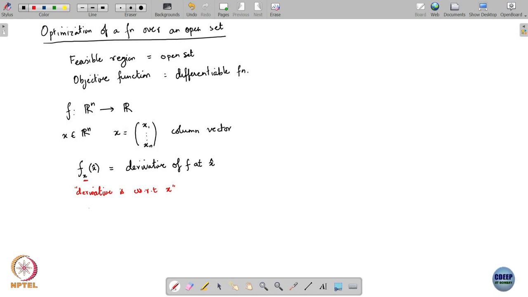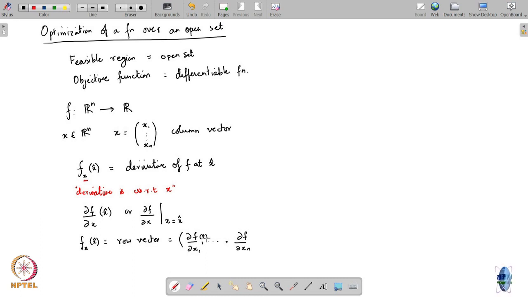Another notation for the same thing is this, evaluated at x hat, or this. The important thing to note is that this quantity f_x at x hat is actually a row vector, and it is defined in this way. You consider the partial derivatives of f with respect to each of the components of x and put them into a row vector, evaluating all of these at x hat. So f_x evaluated at x hat is this row vector.